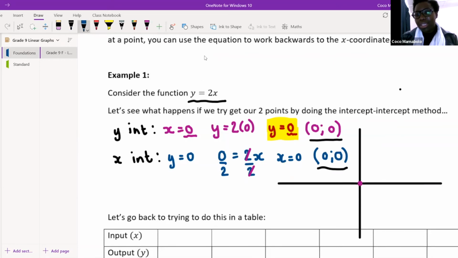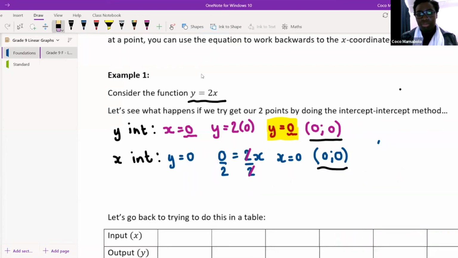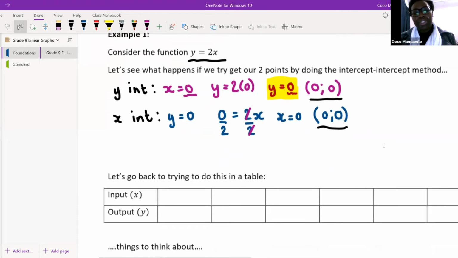And my x-intercept is also 0, 0. Which way do I draw my graph, guys? Do I draw it like that? Or like that? Or like that? The point 0, 0 doesn't really tell me anything. Okay. So if I want to draw this particular graph for 2x, I need 2 points.